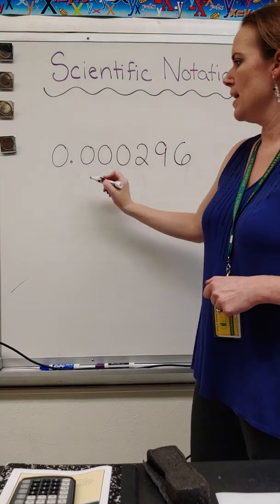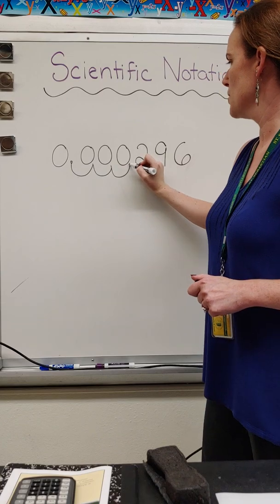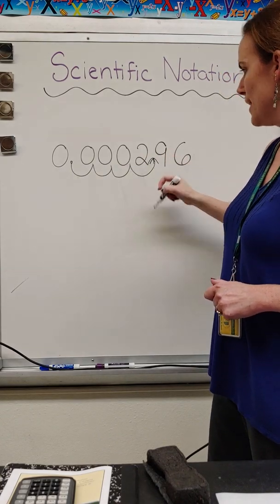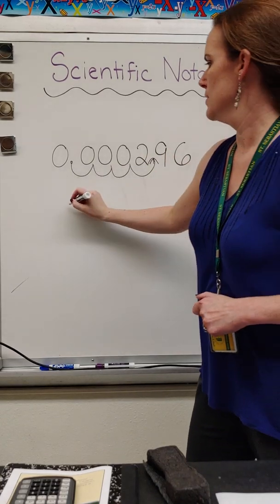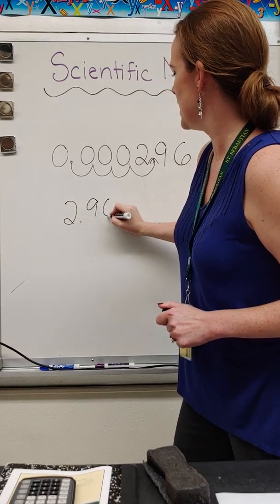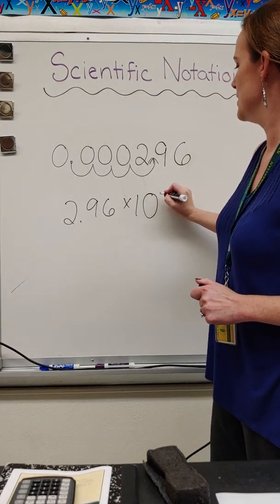So again, I'm going to move it 1, 2, 3, 4. I stop there so that my number's 2.96, and then it's times 10 to the negative 4.